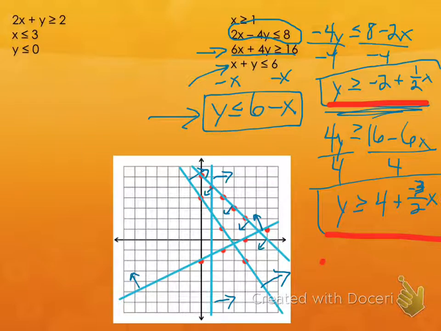So I'm below that line. I'm going this way. I'm going to the right of that line. And then I'm going this way. So I get all these arrows to converge in this spot right here. So that's going to be my solution. It's going to be any point that's in here.